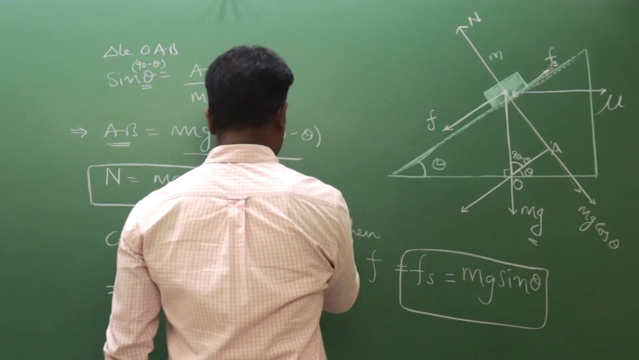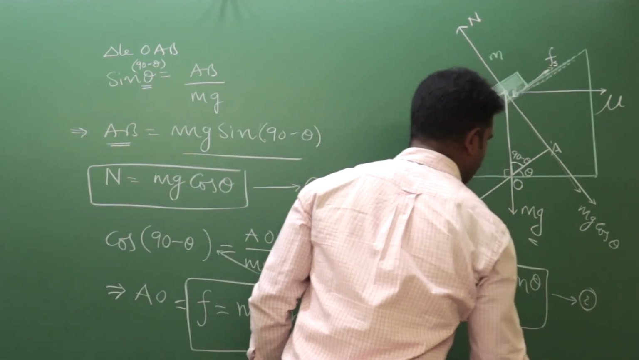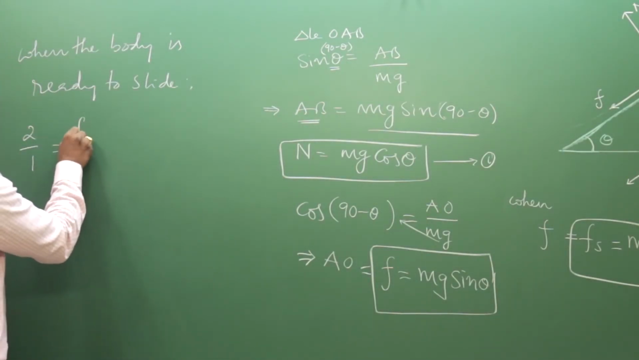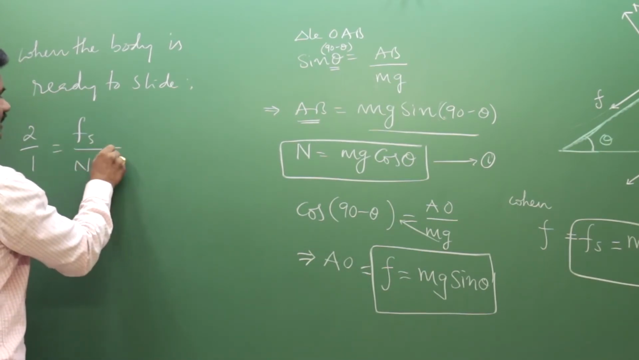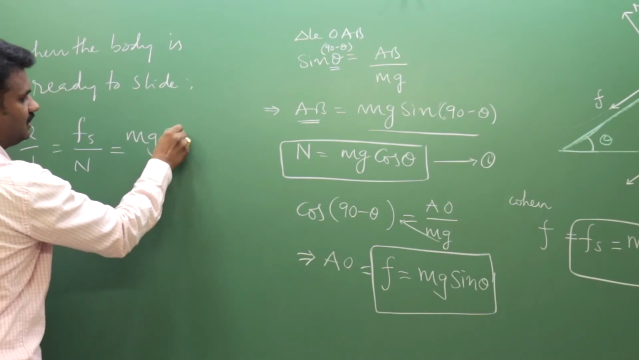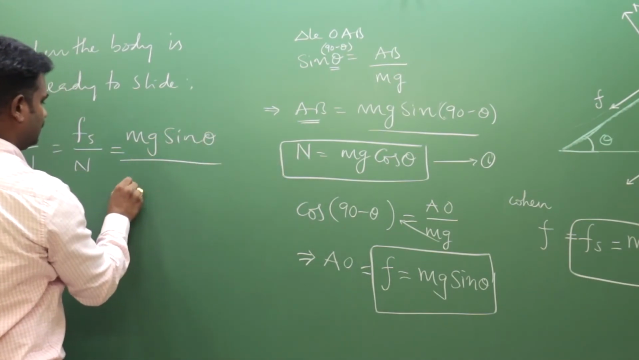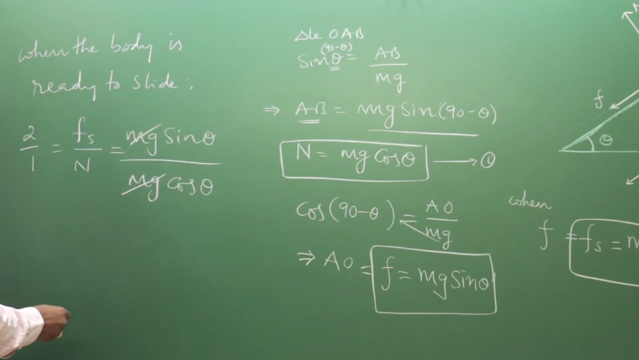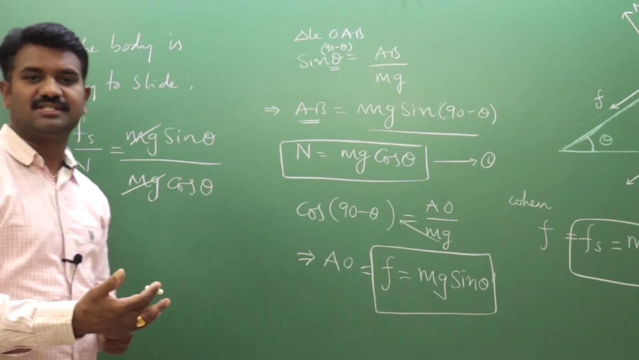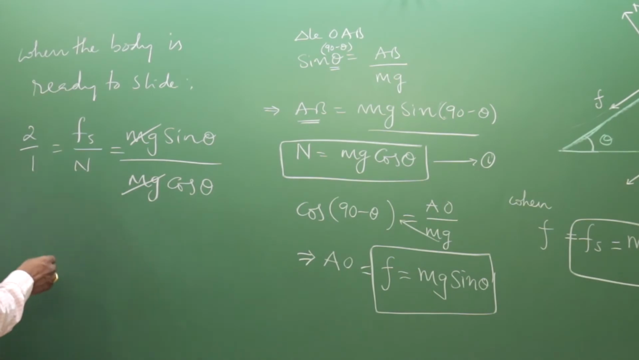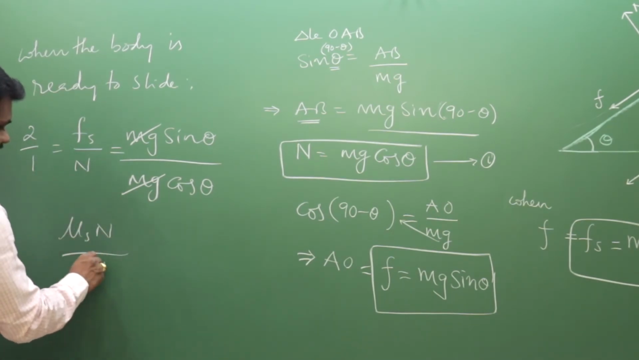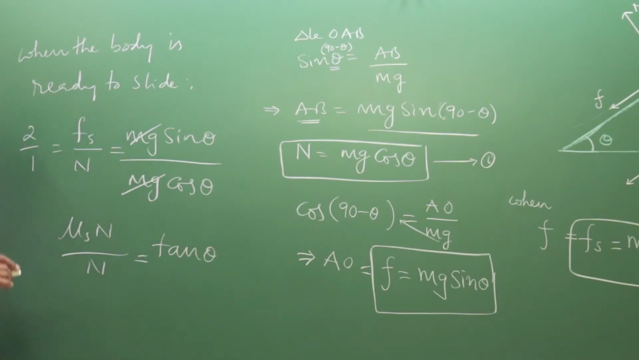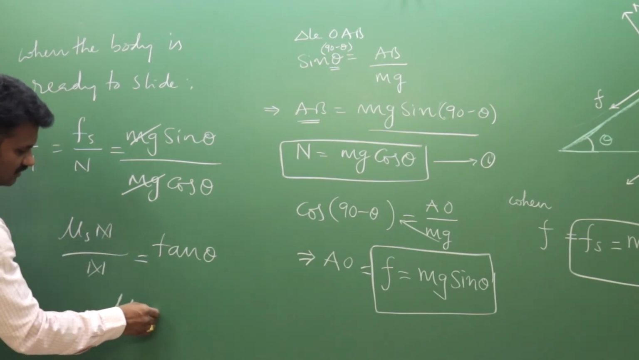Say this is equation number 1. This is equation number 2. Let us do 2 by 1. What do I get? Fs by N is equal to mg sin theta by mg cos theta. Cancel. Fs equals what? As per our previous discussion, mu s into N. So it's mu s into N by N equal to sin theta by cos theta, which is nothing but tan theta. Got it? So N gets cancelled. So mu s equals how much?